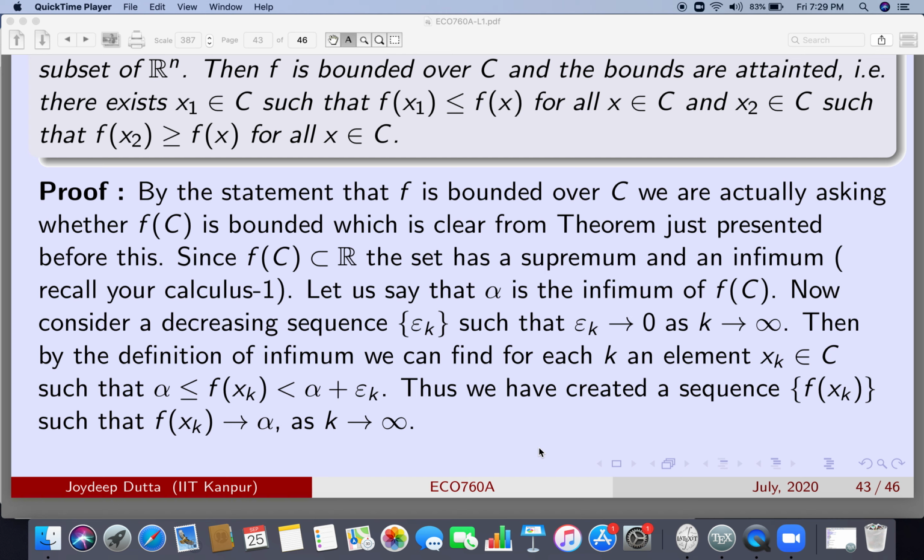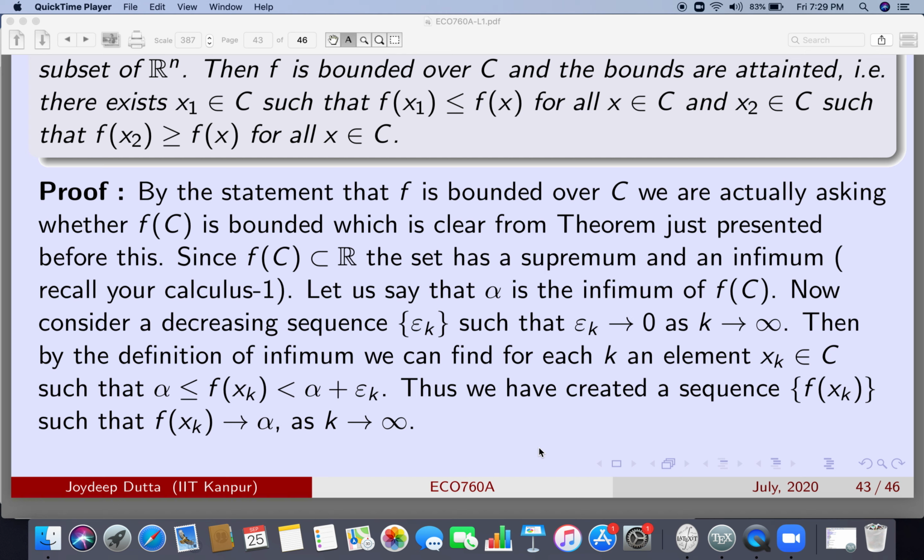Alpha is the infimum in any way, so it has to be bigger than or equal to alpha. So whenever there is an element xk in C such that f of xk is strictly less than alpha plus epsilon k, it means alpha plus epsilon k is not a lower bound. The meaning of the greatest lower bound is that however small a margin I increase the value of alpha by, that value cannot give me a lower bound. There must be some element whose value would be strictly less than that.